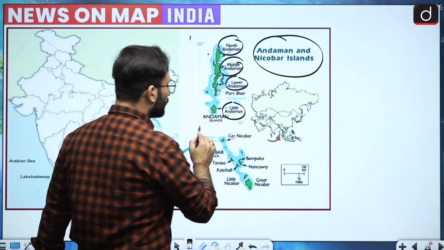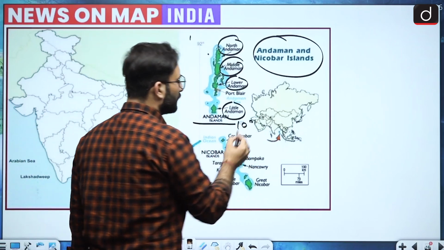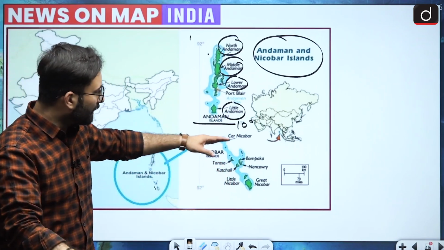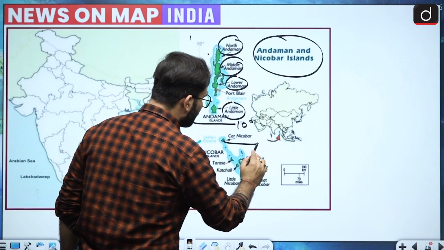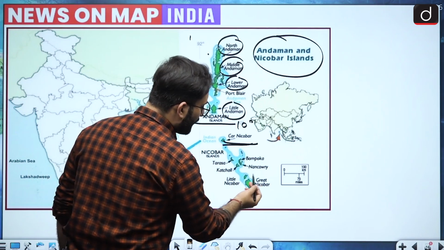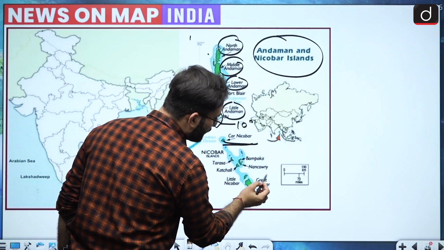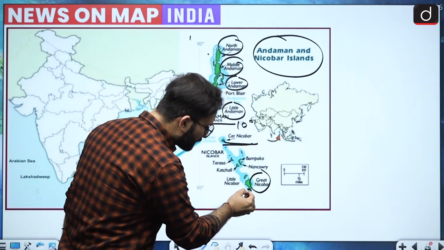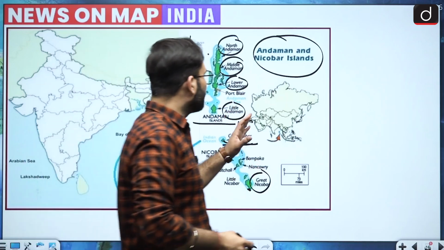Then there is the Ten Degree Channel. This Ten Degree Channel is separating Andaman from Nicobar. Then coming to the next part, here we have Car Nicobar, then the Nicobar group, and then we have Little Nicobar over here, and then Great Nicobar over here. Okay, so that is there, and the last point over here is in Great Nicobar. Okay, I hope that is clear.